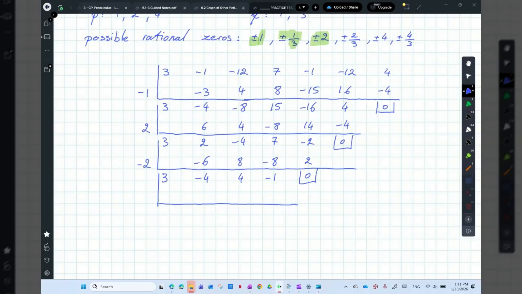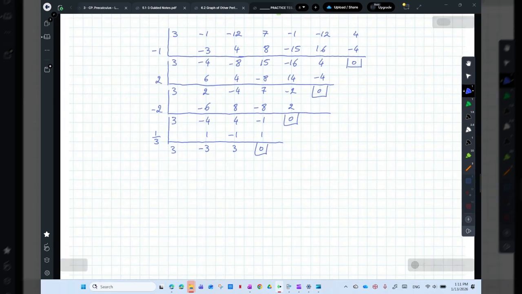And I'm going to try this time 1/3. So I have 3 divided by 3 is 1, -3 divided by 3 is -1. I've got 3 divided by 3 is +1, and I have indeed 0.